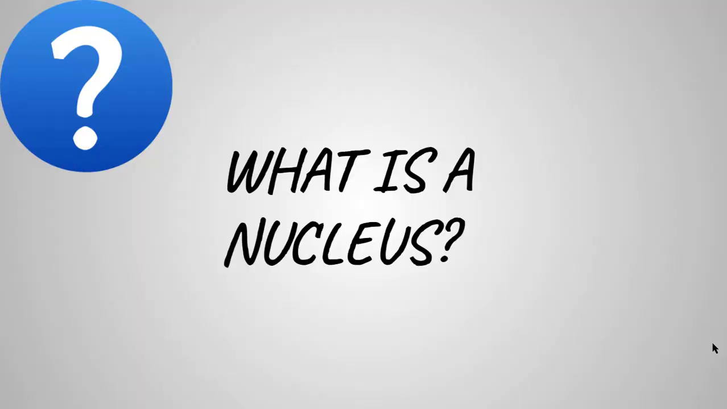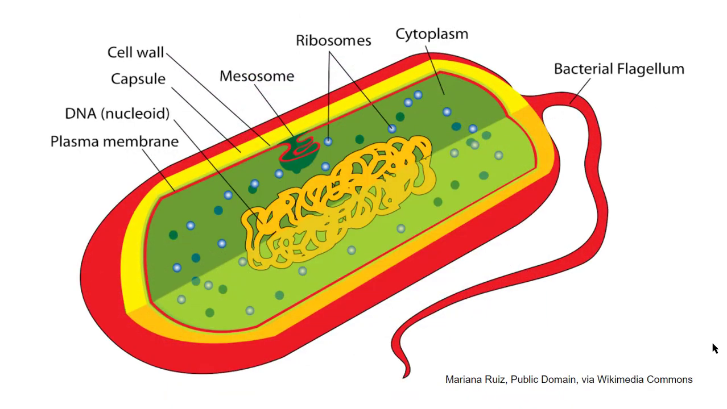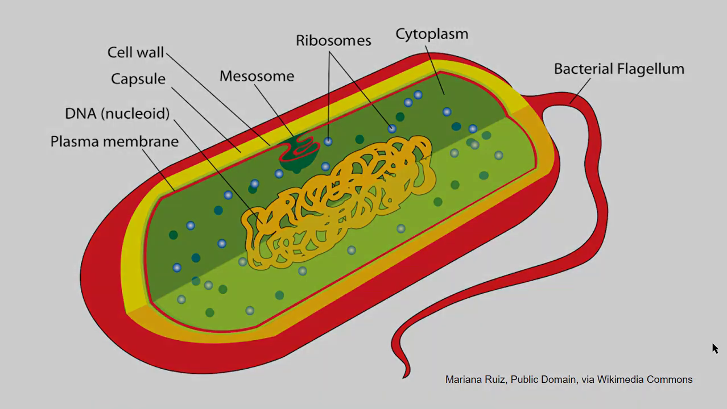So what is a nucleus? This is a membrane-bound organelle within which the cell's genetic material, its DNA, is stored. Prokaryotes do not have this structure. Instead, their genetic material floats freely in the cytoplasm as a collection of linear DNA called a nucleoid and several items of circular DNA called plasmids.